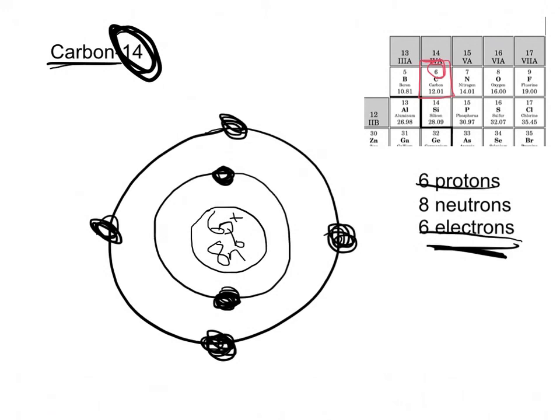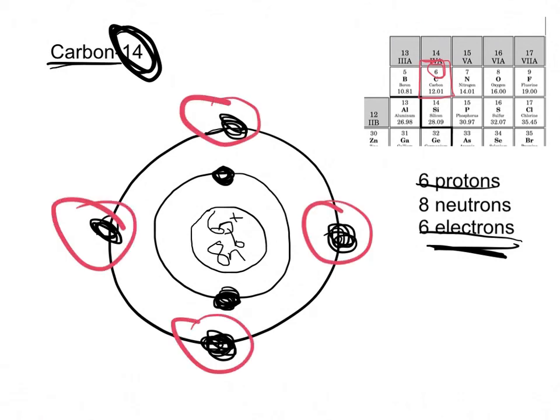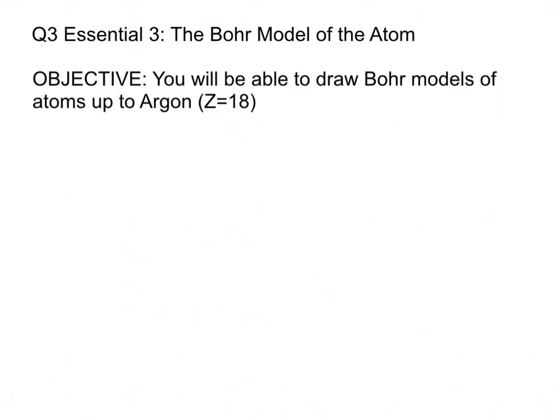Now, the electrons on the outermost shell, these right here, are called valence electrons. These are electrons on the outermost shell. And we can see that carbon-14 has 4 valence electrons. And these valence electrons determine how the carbon atom bonds. 4 valence electrons, 6 electrons total, but 4 of these are valence electrons, the electrons on the outermost energy level. And there you have it. Now you know how to draw Bohr models of atoms up to argon.